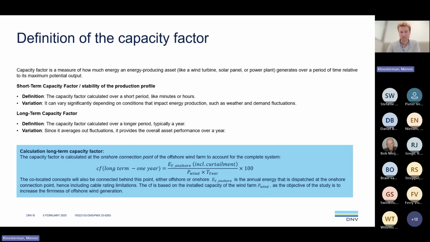So the reason for that is that we wanted to improve the capacity factor of the wind farm. So we would always refer to that wind farm installed capacity when computing the capacity factor. And that's important, as you might see in the concepts that we looked at.